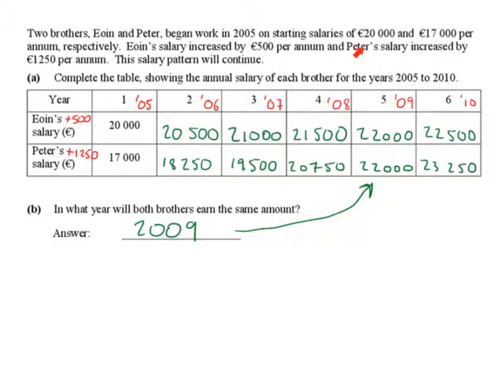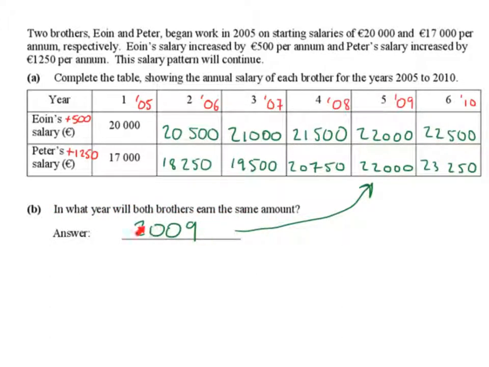So then Peter's salary increased by €1,250 per annum or per year. So remember, he started on €17,000, so we're adding 1,250 each time. So 17,000 plus 1,250 is 18,250, plus 1,250 is 19,500, plus 1,250 is 20,750, plus 1,250 is 22,000, and plus 1,250 is 23,250.